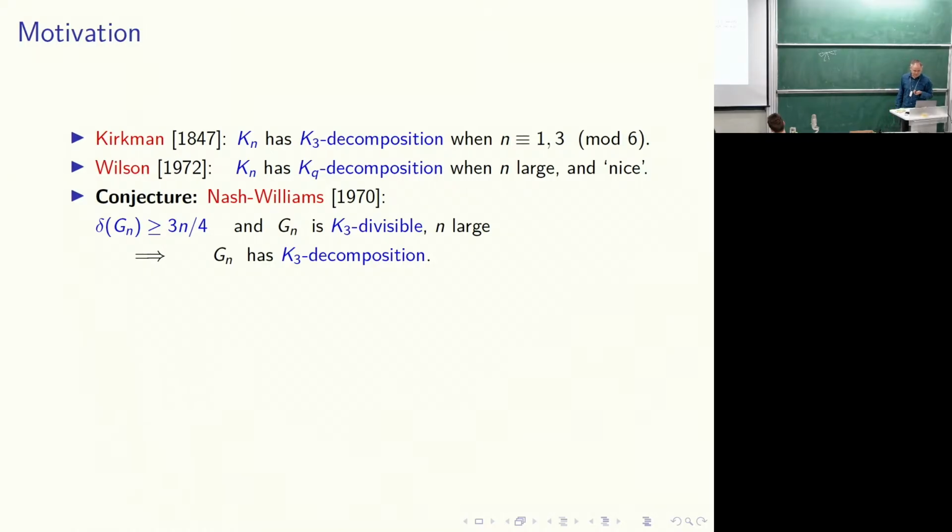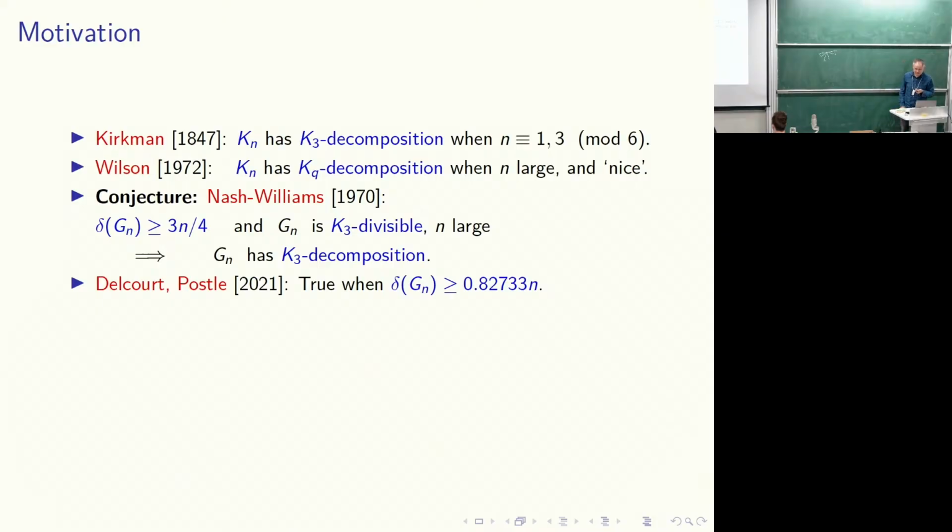famous conjecture is due to Nash-Williams. Just in case, Nash-Williams is one person, not two. He conjectured that we don't need a complete graph. A large minimum degree is enough for a triangle decomposition if the trivial obstacles do not kill the triangle decompositions. So this conjecture is still open.